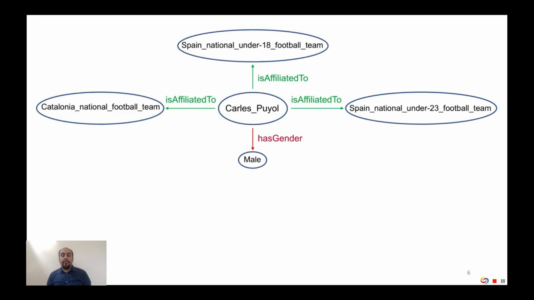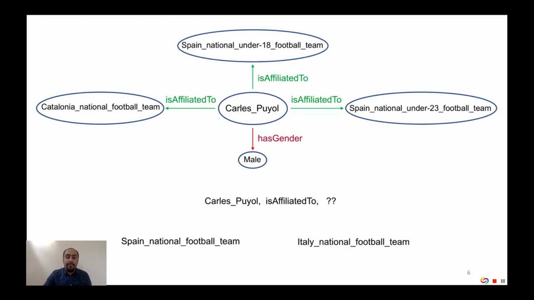Before moving on to our idea, let's see a practical example. Here we see a subgraph of our knowledge graph, which is around Carles Puyol. We see Carles Puyol is affiliated to the Catalonia national football team and also is affiliated to the Spain national under-18 and under-23 teams. And we also see that Carles Puyol has gender male. So if they ask us which team Carles Puyol is affiliated to, based on the provided information, we should be able to answer that it is the Spain national team and not the Italy national team.